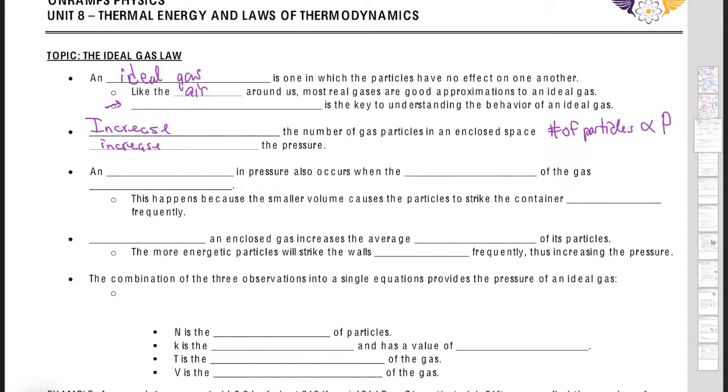So an increase in pressure also occurs when the volume of the gas decreases, right? And so there's an inverse relationship between P and V. What we're really doing with these first few statements is establishing what this relationship is going to be.